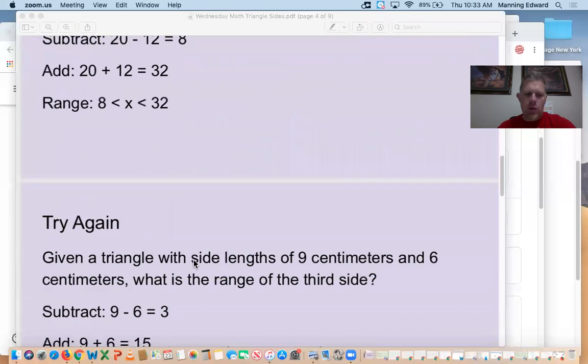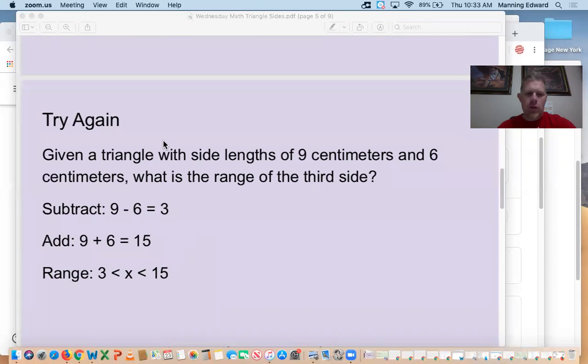All right, let's do another one. Given a triangle with side lengths of 9 centimeters and 6, what is the range? I'm going to take 9 minus 6, and I get 3. 9 plus 6, and I get 15. That means my third side must be between 3 and 15. Now, it does not mean 3 will work. 3.1 could work. It could be 14.9999, as long as it's not 15.